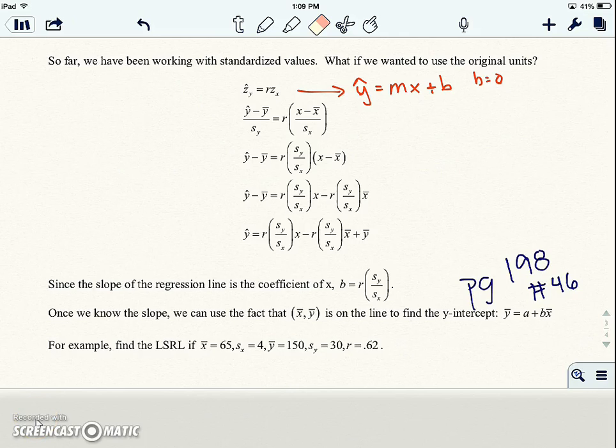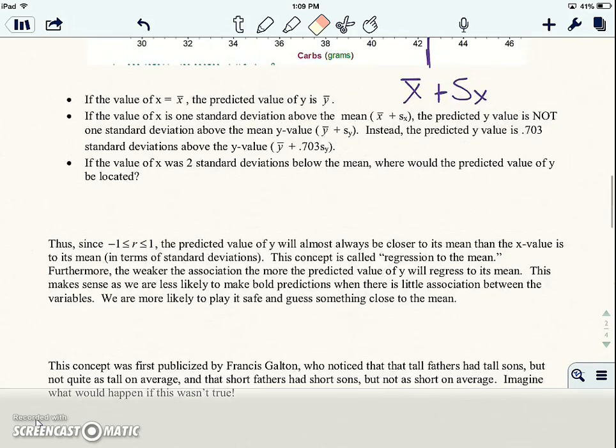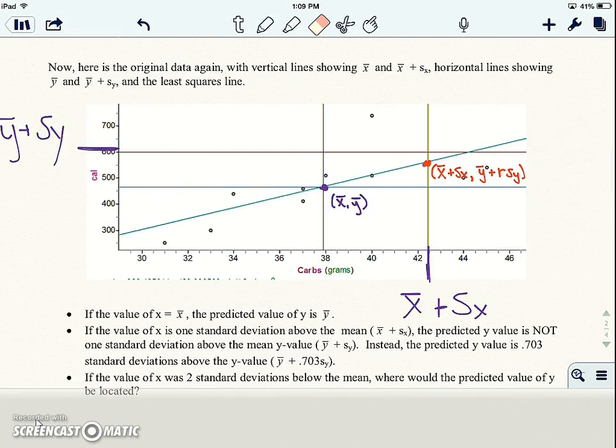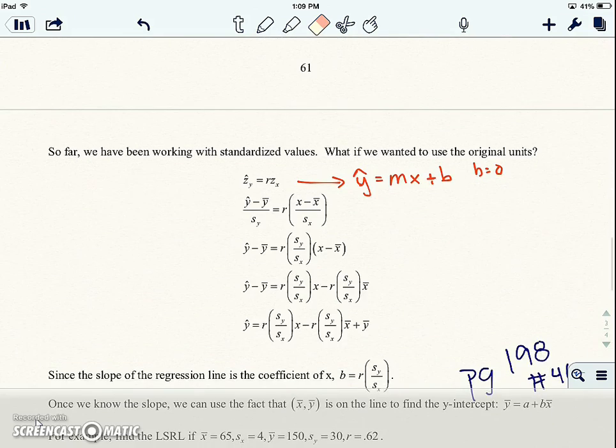Last day of notes plus clarification. Okay, so we talked about how for every standard deviation we move in x, the predicted y will move r standard deviations in the y direction. This is a picture where it's been standardized, and this is where we left off.